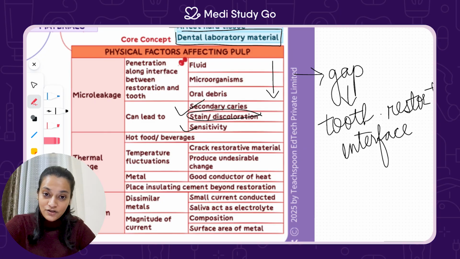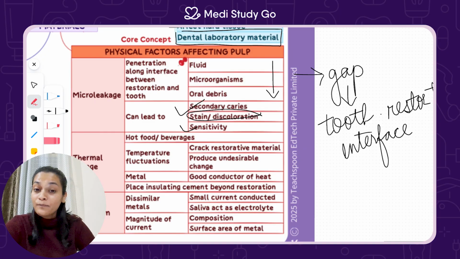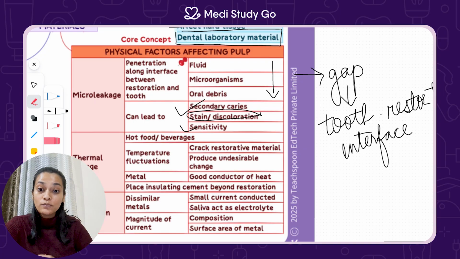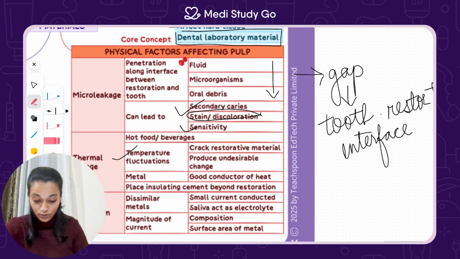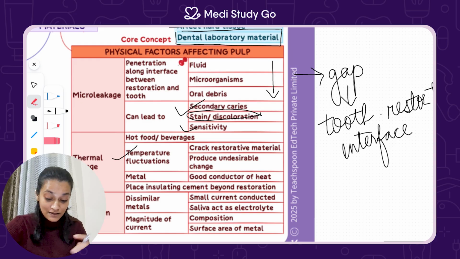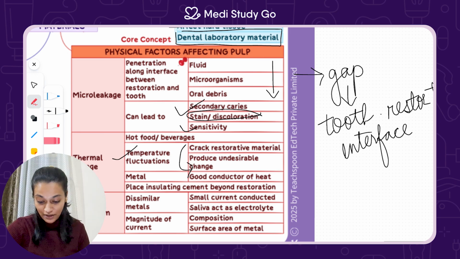Then the other change that can be observed or can be harmful to the pulp is thermal changes. Now we know that the dentinal fluid that is present, the movement is going to affect the sensitivity. Whenever there is going to be very great temperature fluctuations, what can happen? There can be crack initiation in the restorative material. Now this will lead to production of undesirable changes.